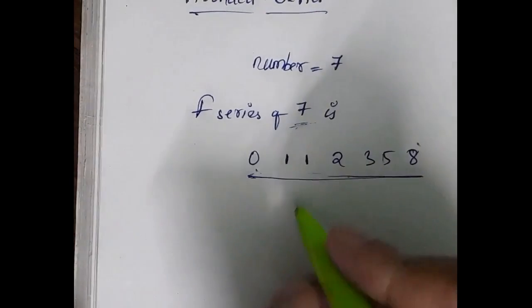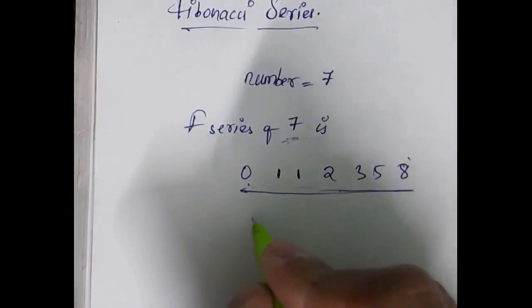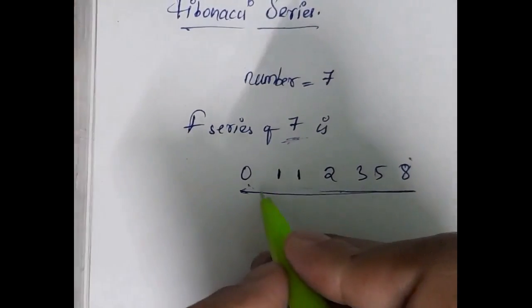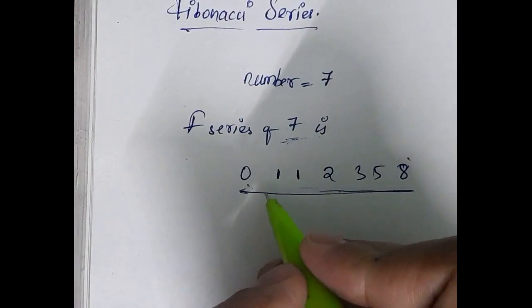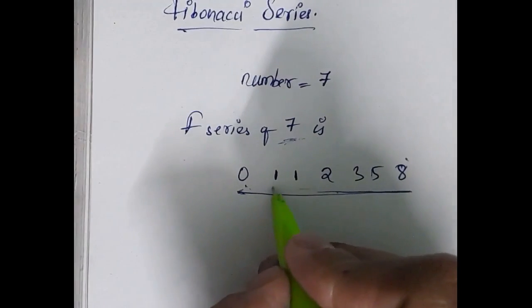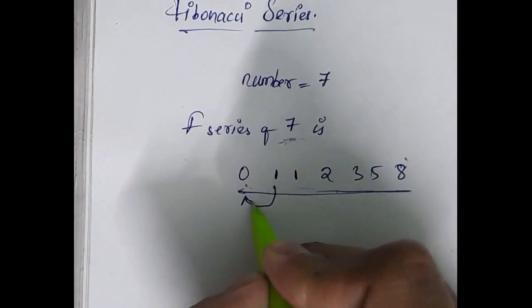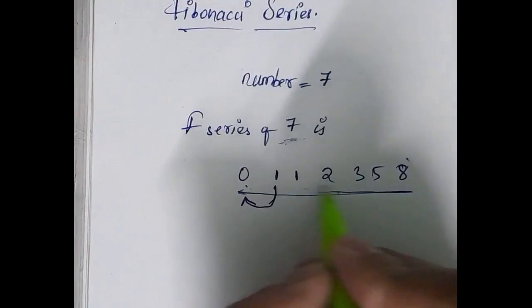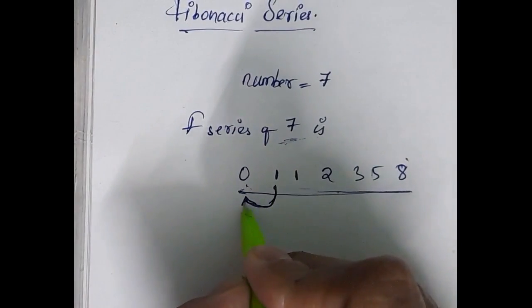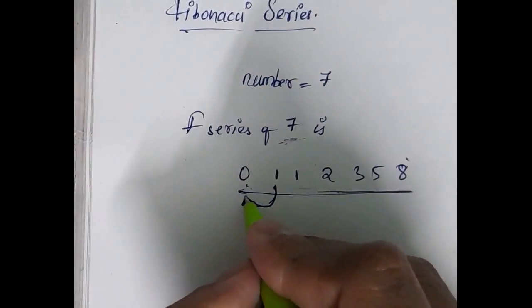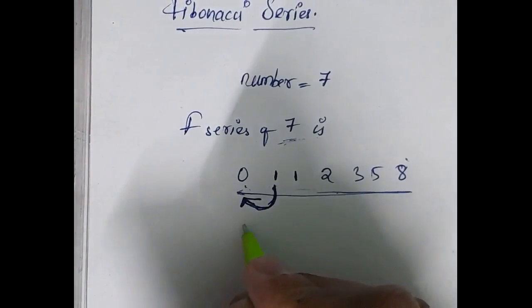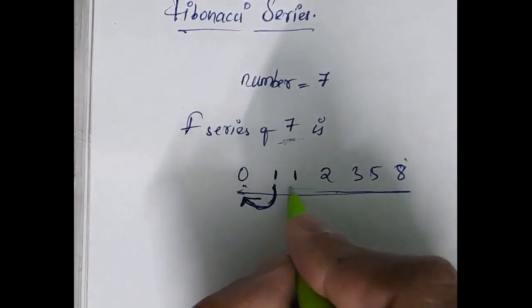What is the working process of the Fibonacci series here? As I said in the definition, it is formed by the addition of the preceding two numbers. These numbers are formed by the addition of the preceding two numbers. Preceding means the numbers before. The number before 1 is 0, so 1 plus 0 is 1.